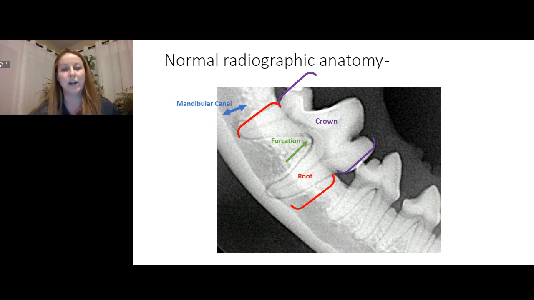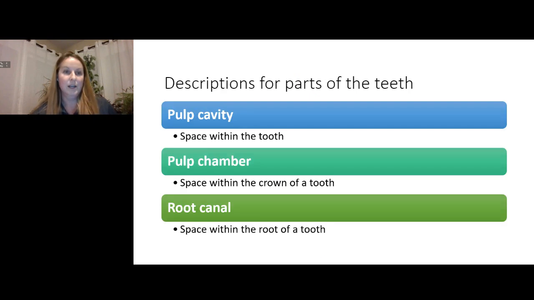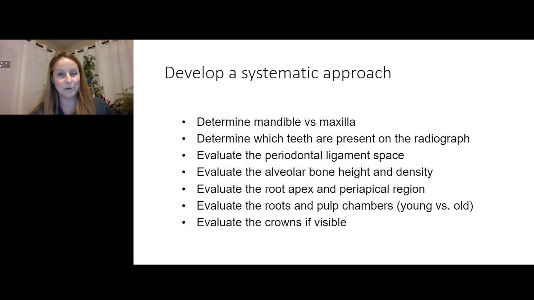And then I outline here the furcation so that we can see. It is actually called a furcation, not bifurcation. We often hear the term bifurcation or see that in records, so just note that it is furcation. That's in between two roots. As for descriptions of the pulp, just to cover this quickly, the pulp cavity is the space within the tooth. If we want to break it down into crown and root sections, we would say the pulp chamber for the crown portion of the tooth, and the root canal for the root portion of our tooth.